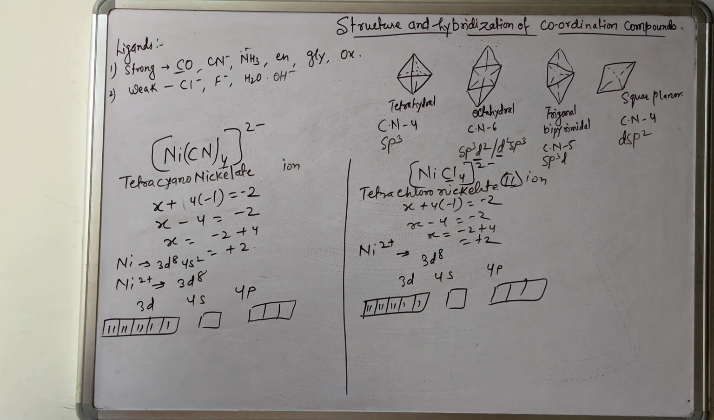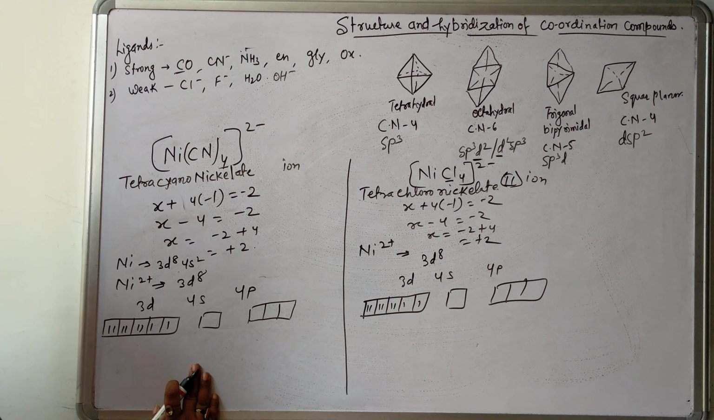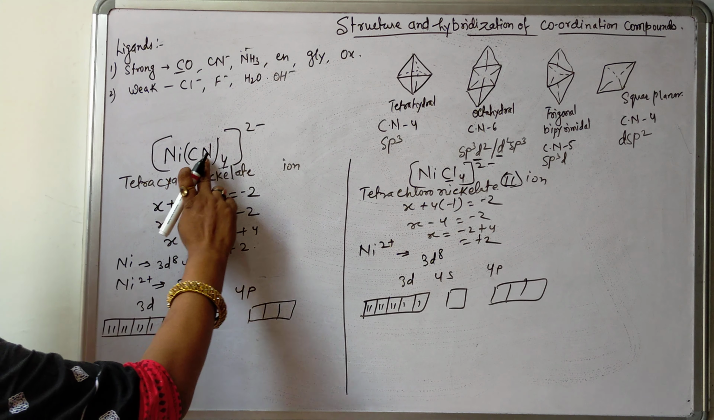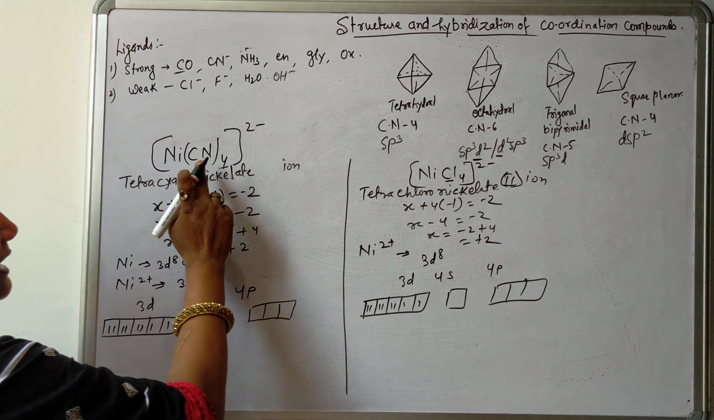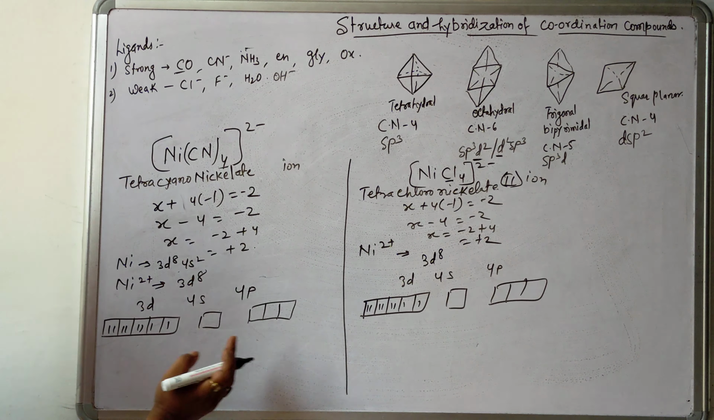Now look here. This CN is a strong ligand. Remember, the hybridization will be quite different here. CN is a strong ligand. Here Cl is a weak ligand. CN is a strong ligand, so it will push the metal electrons to pair up against Hund's rule.